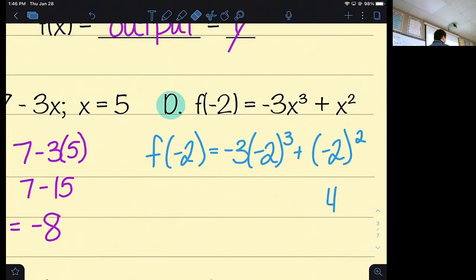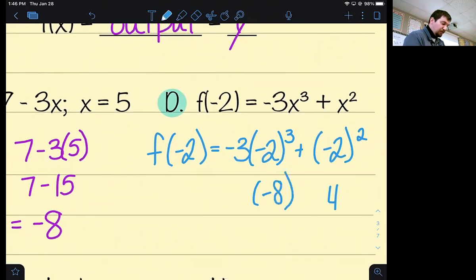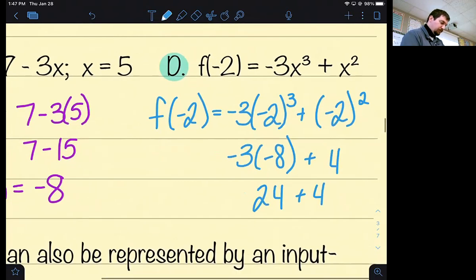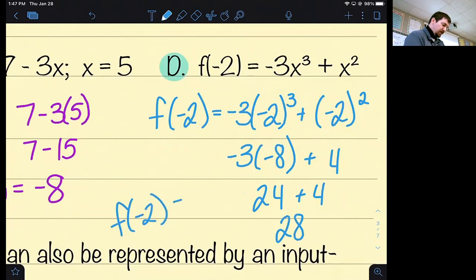So -2 times -2 times -2 is what? -8. Yes, -8, because there's 3 negatives there. Now take that -8 and times it by -3, and now it reverts back to positive. And what's 24 plus 4? So f of -2 is 28, which means the coordinate point -2, 28, is on that function.